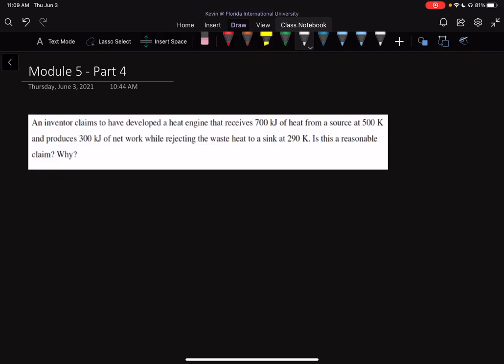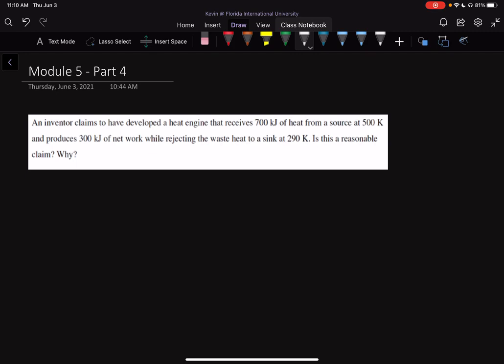So the first example says that an inventor claims to have developed a heat engine that receives 700 kilojoules of heat from a source at 500 Kelvin and produces 300 kilojoules of net work while rejecting the waste heat to a sink at 290 Kelvin. Is this a reasonable claim?